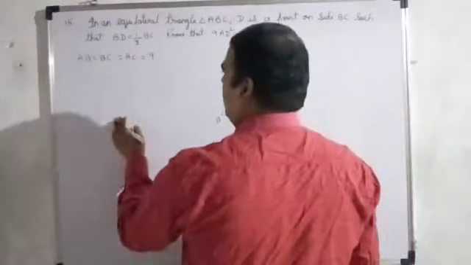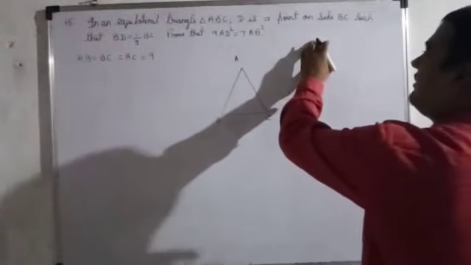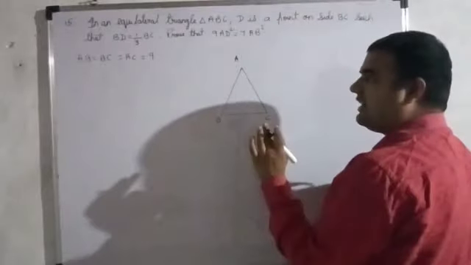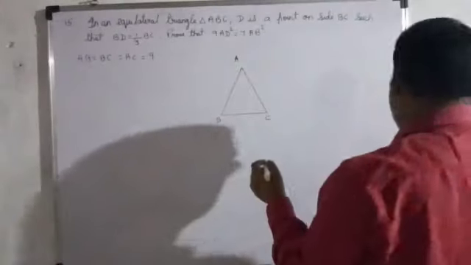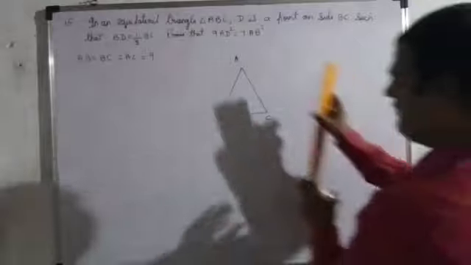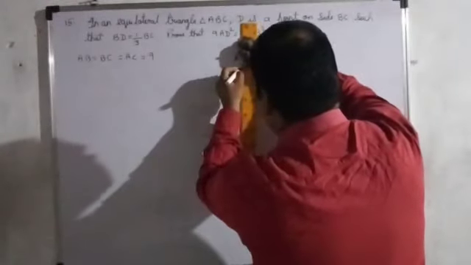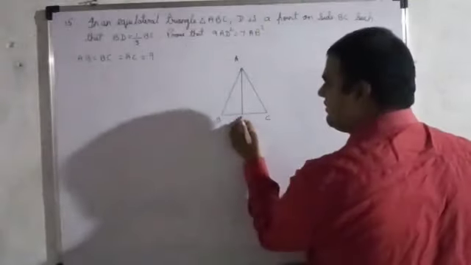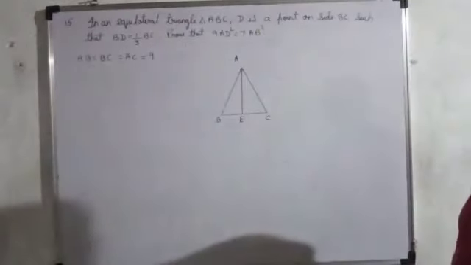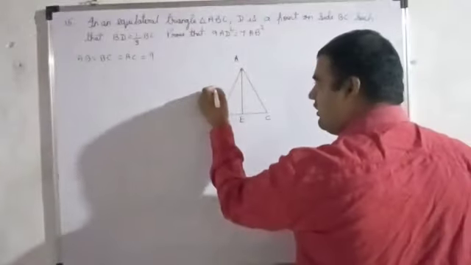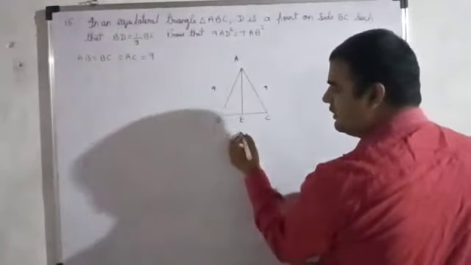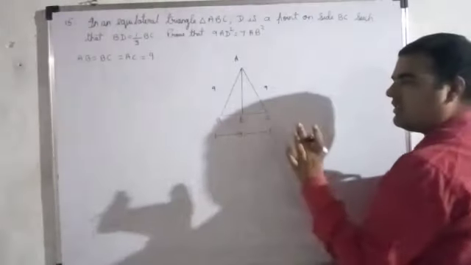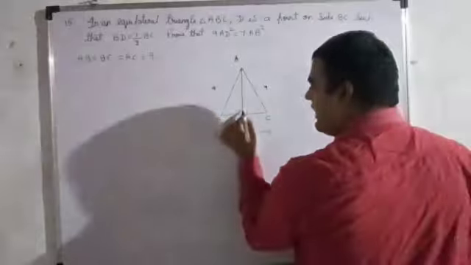Then it was given that BD is one third of BC, right? You can find that. I have also given that AE is perpendicular to BC. All sides are 9, and it is perpendicular to BC, which means, since it is an equilateral triangle, BE will be 4.5 and EC will also be 4.5, and the angle is 90 degrees.